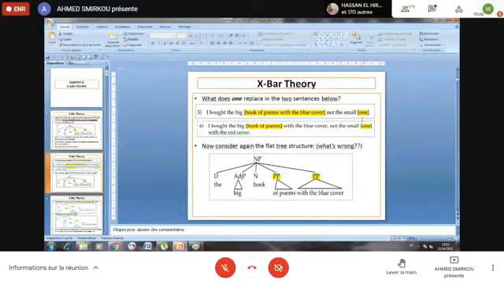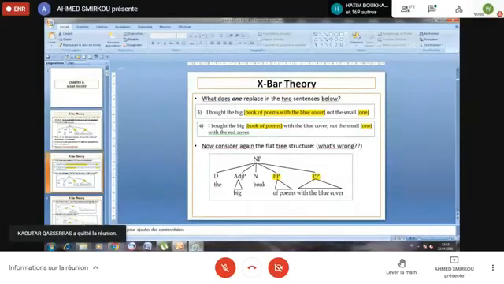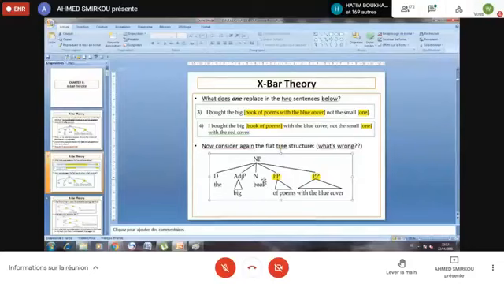Look at the test. The one replacement test shows that we have smaller constituents. What is the largest constituent? Look at this tree. The largest constituent here is the NP, because the NP includes everything: determiner, adjective phrase, book, etc. What is the smallest constituent here? The lexical category: book, determiner, etc. So X-bar theory claims that there is something in between, book of poems with the blue cover, which is replaced by one, that is not a phrasal category.